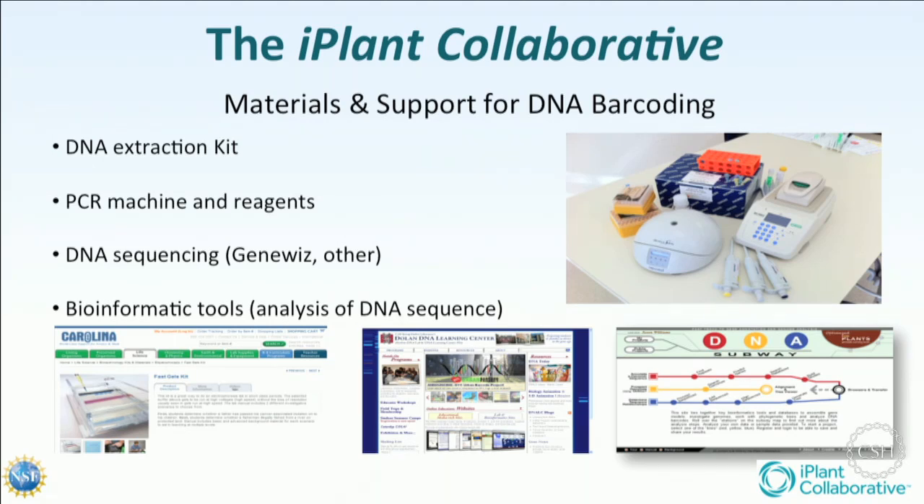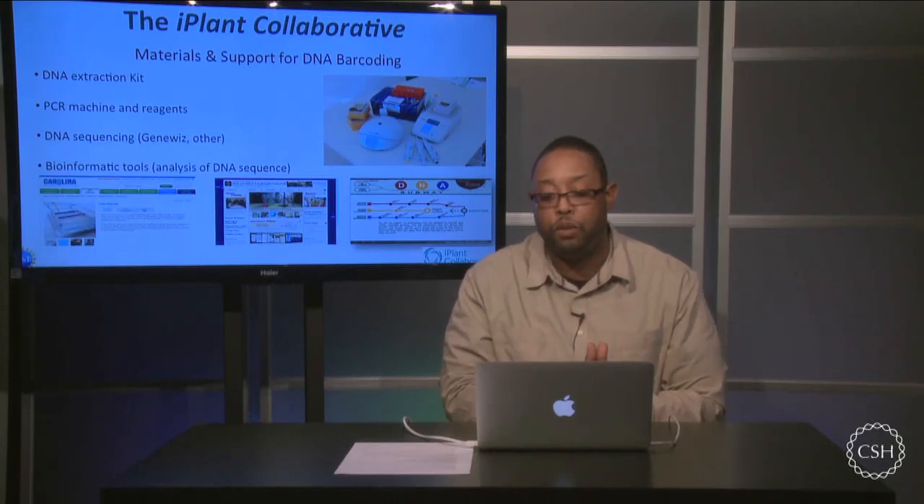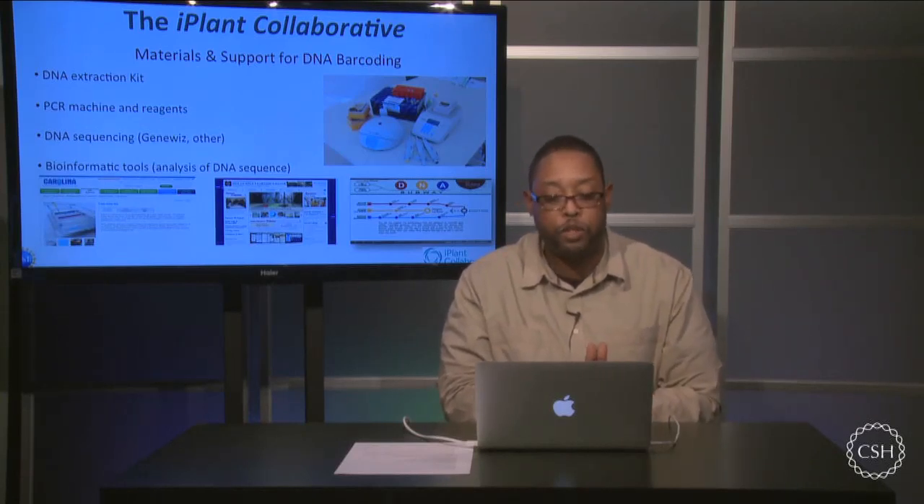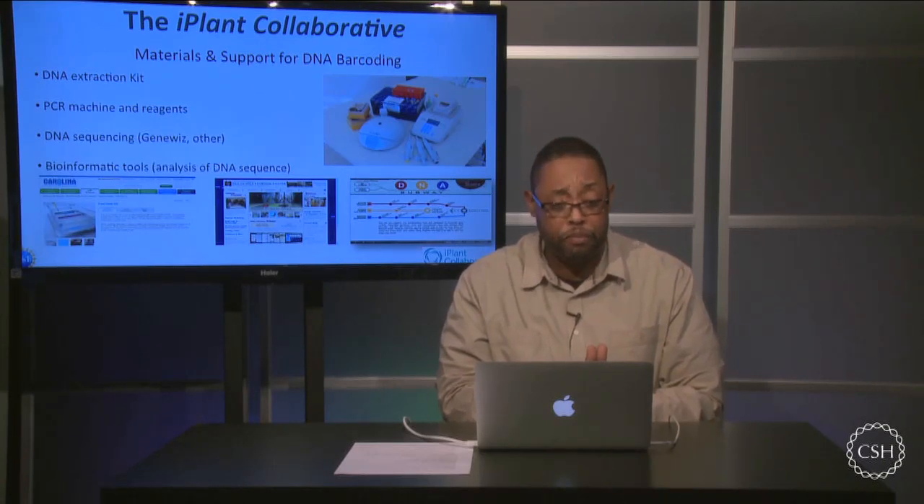Now, some of the things that we're physically going to need when we get started is that we're going to need some form of extraction method. It can be a kit, which could be Qiagen or Promega, which are some of the things that we've used back at Cold Spring Harbor Laboratory for some of our projects like the Urban Barcode project in Manhattan.